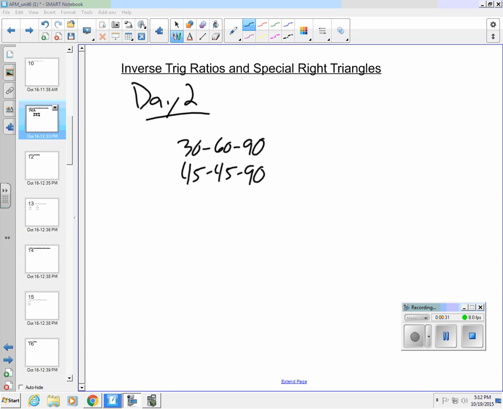Then second thing we'll do is some inverse trig ratios. So we'll look at inverse trig ratios for sine, cosine, and tangent. Right, and then we'll finish off with some applications.